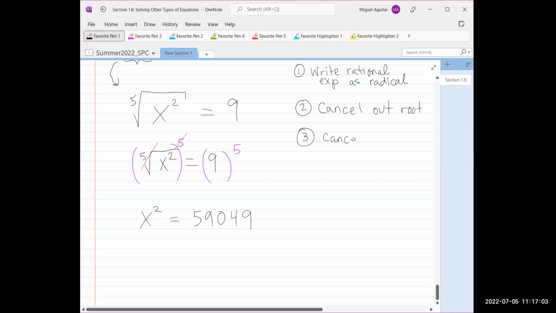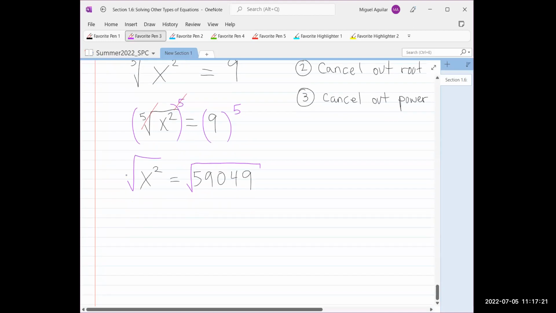So now we need to cancel out the power. How can we cancel out the power? How can we solve this quadratic equation? The square root. Yeah, that's exactly right. So we're going to take the square root of both sides so that the square root and the square cancel out. That's going to leave us with just the x, right? We can't forget we need a plus or minus whenever we use the square root property like that. Okay. And what's the square root of 59049?